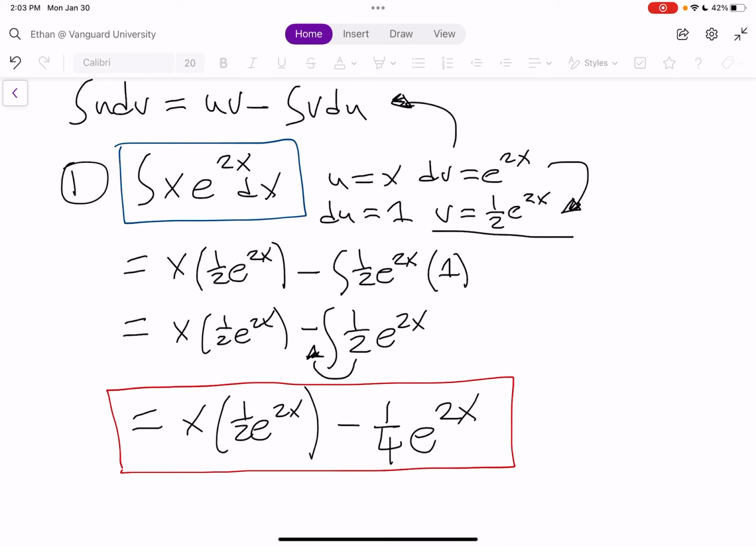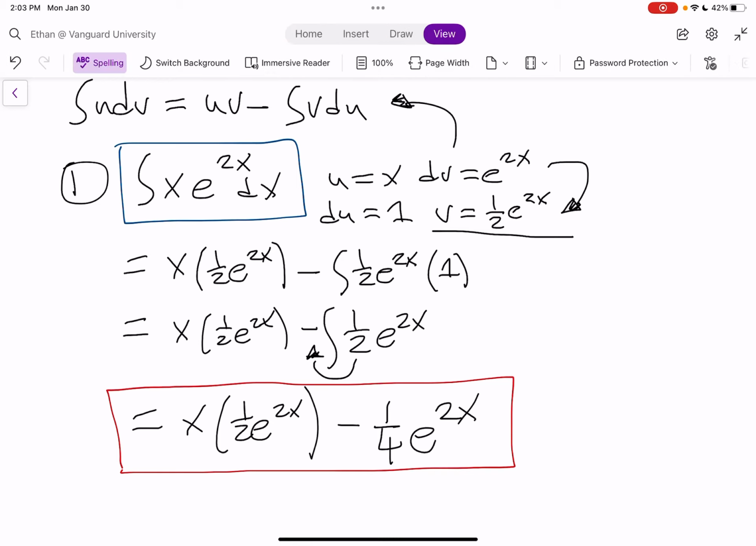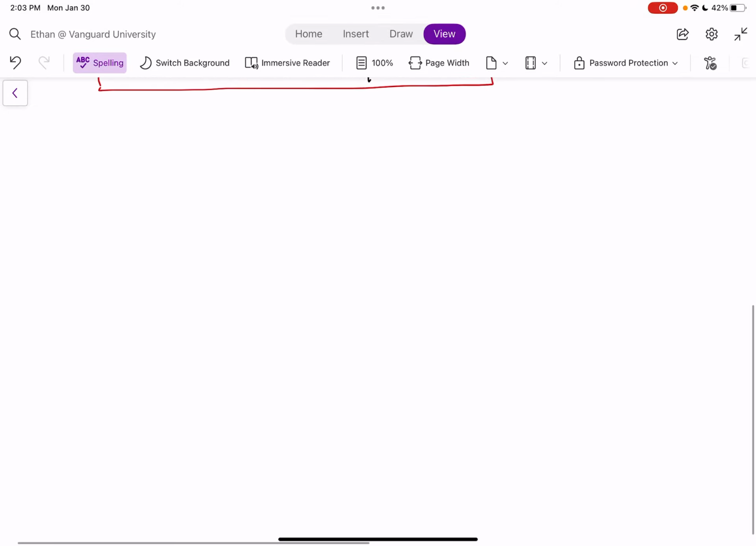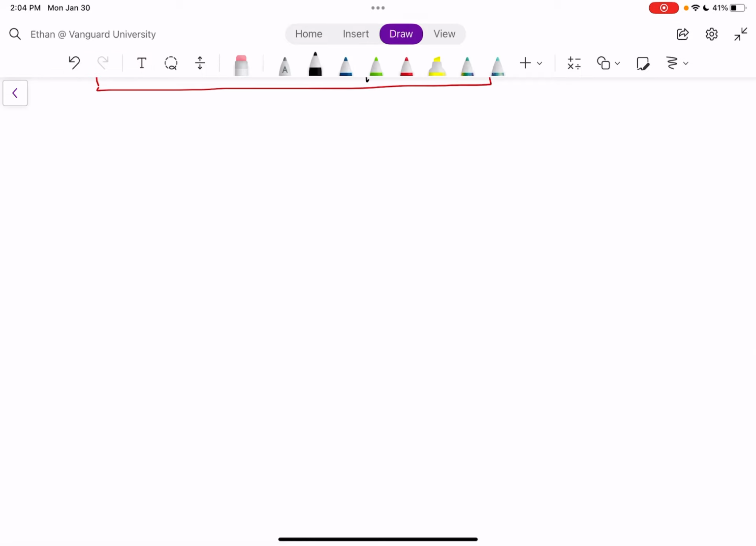Now let's look at something a little bit more complicated. Before we go into that, I need to introduce a trick that's going to help you with some of these complicated integration by parts problems. And this is a rule called LIATE.